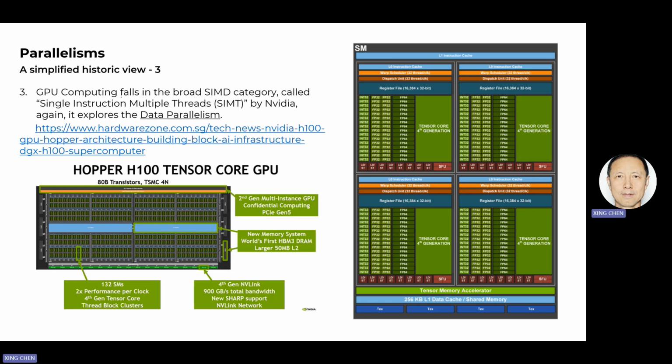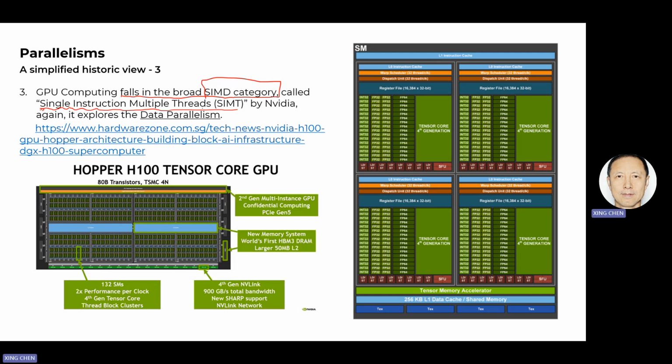GPU computing falls in the broad SIMD category. If you do the classification of the computing systems, the GPU should be classified as SIMD computing systems, but technically it is a little bit different. Nvidia calls their GPU computing system as using the single instruction multiple threads technology.